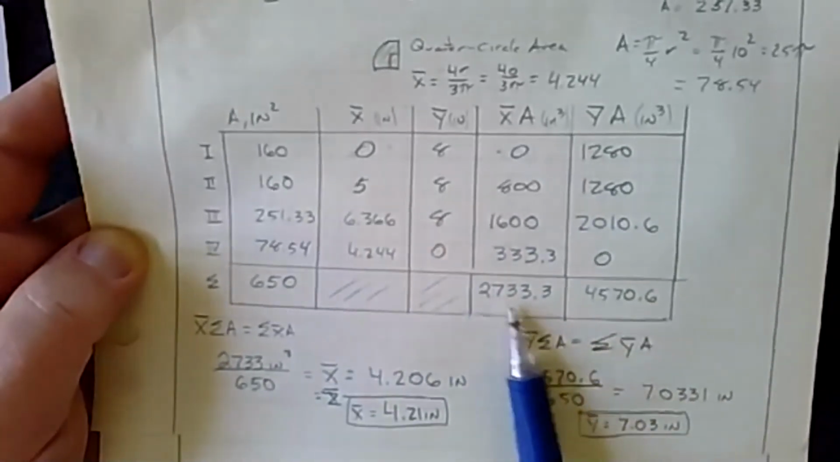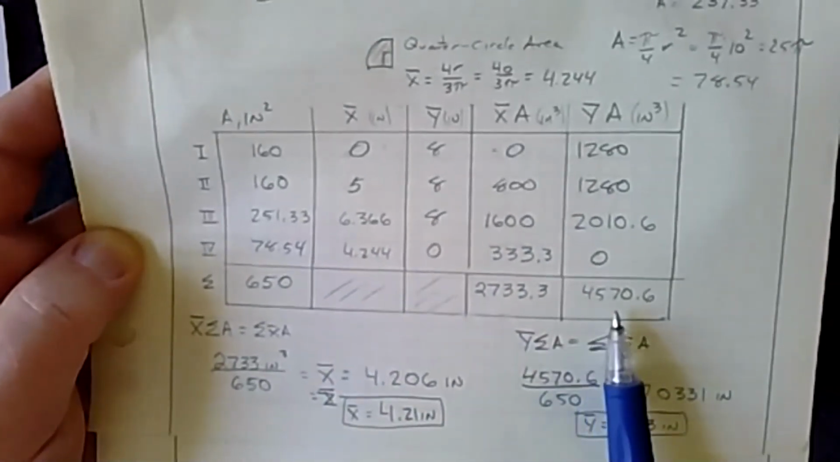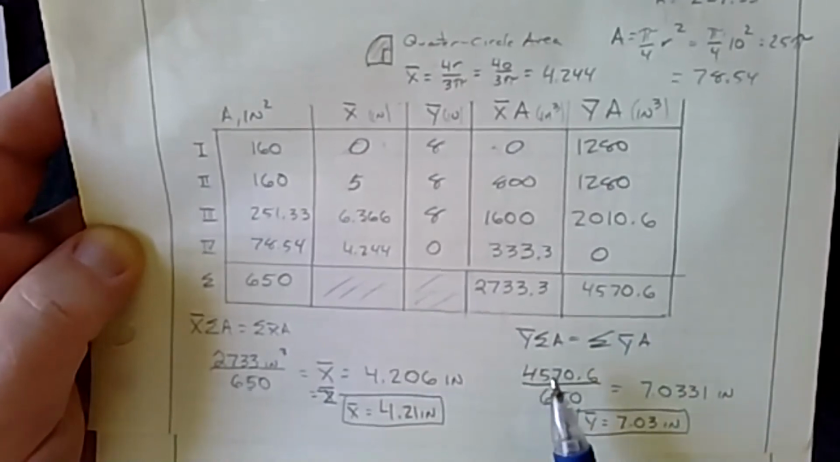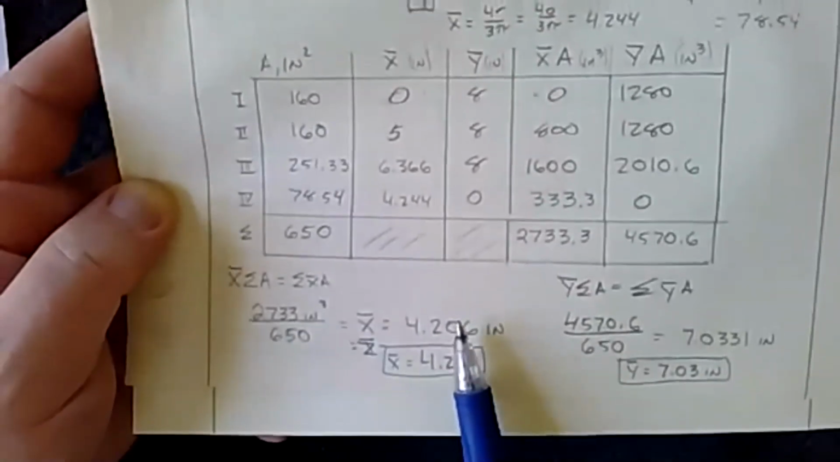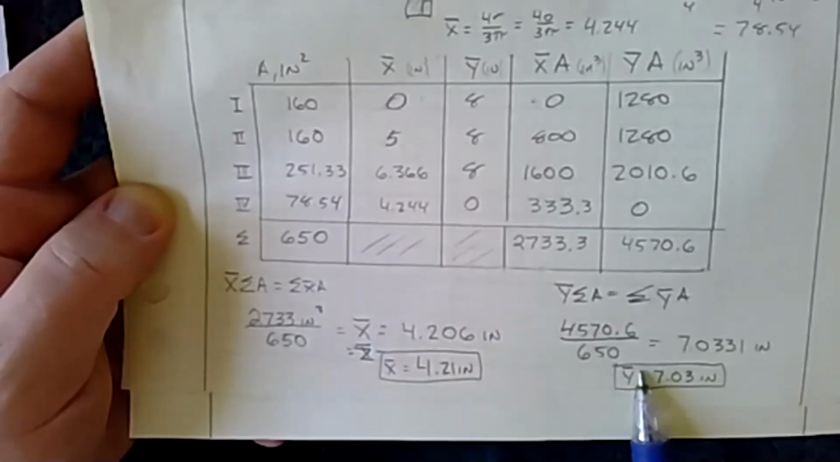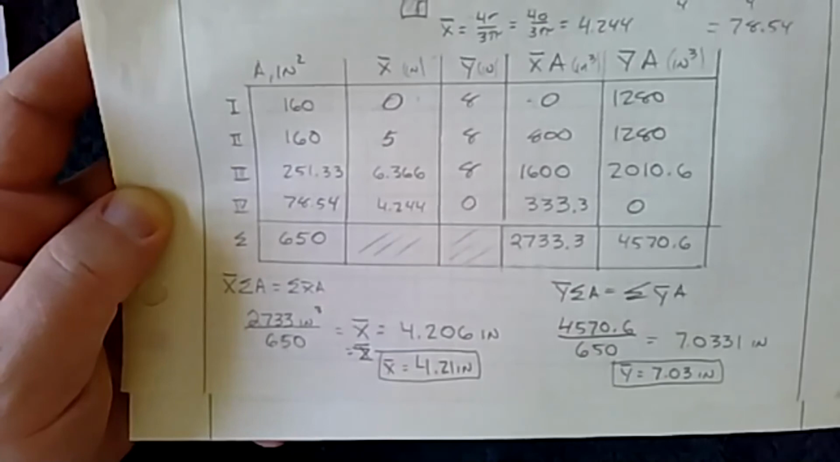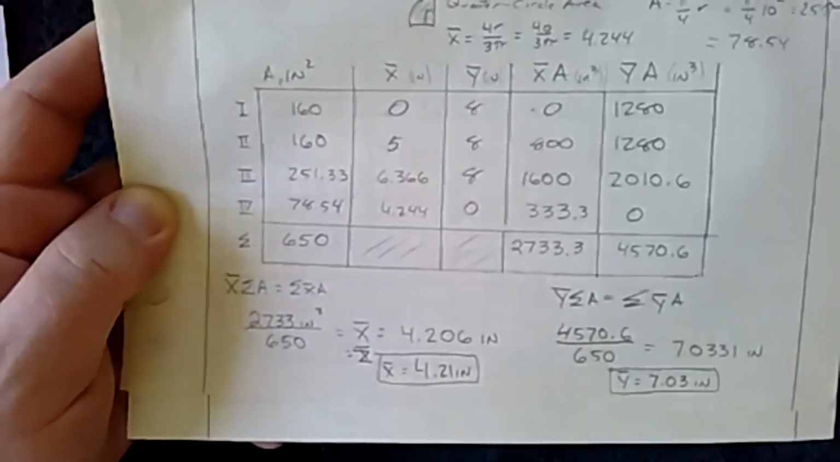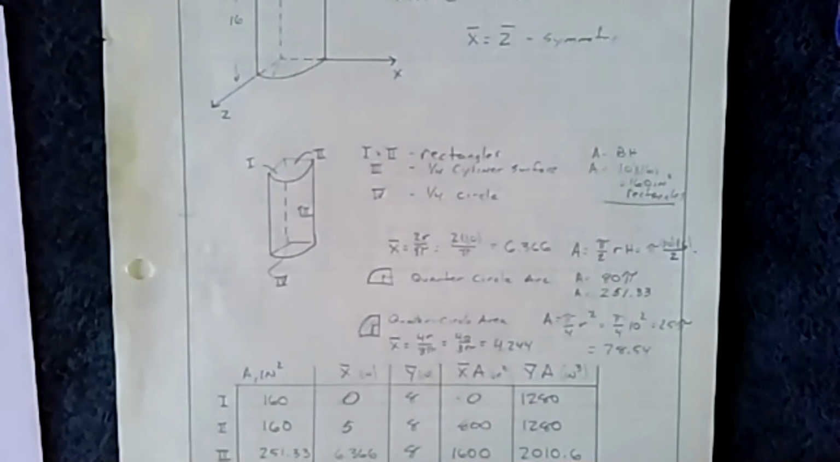You get 2733.3, 4570.6. You could have rounded it if you'd like, and then go ahead and subsequently divide, and we get X bar 4.21, Y bar 7.03. And that's pretty much it. That's all there is to this. And so what I've shown you are the two examples of 3D, one with varying density and one with thin sheets. And that's essentially it.